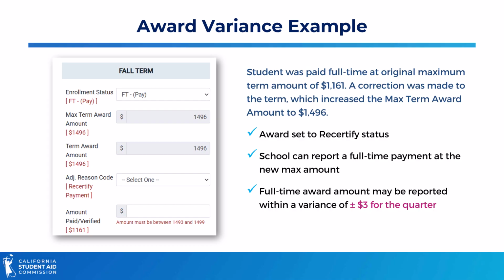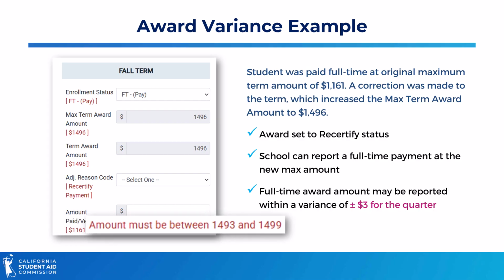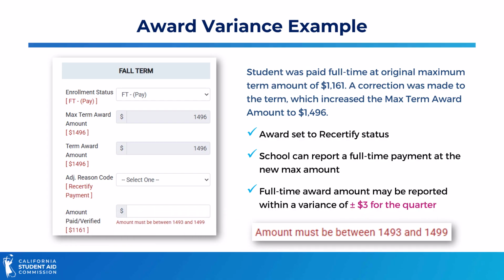When the school goes to increase the student's award, they will be permitted to post a payment within the allowable variance threshold. In this example, the quarter school can post a full-time payment from anywhere between $14.93 and $14.99 for that term. That includes the $3 variance above or below the max term award of $14.96. Any amount within this variance is acceptable.